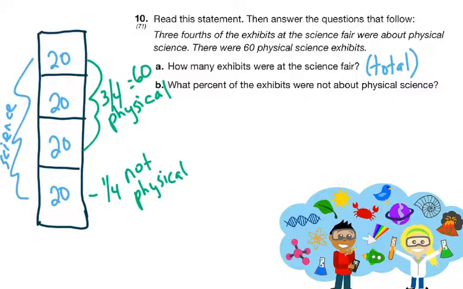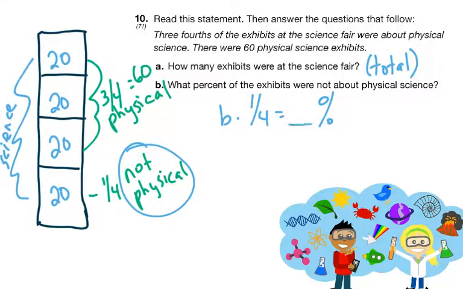B, it says, what percent of the exhibits were not about physical science? Well, we know that 1/4 were not physical, so what percent is 1/4? That's going to be B. Go ahead and finish those problems, and you're going to pause your video, and when you're done, you'll go to the next problem.